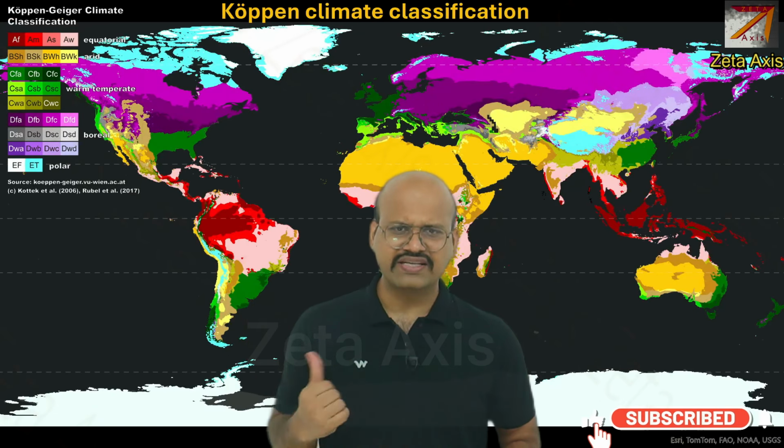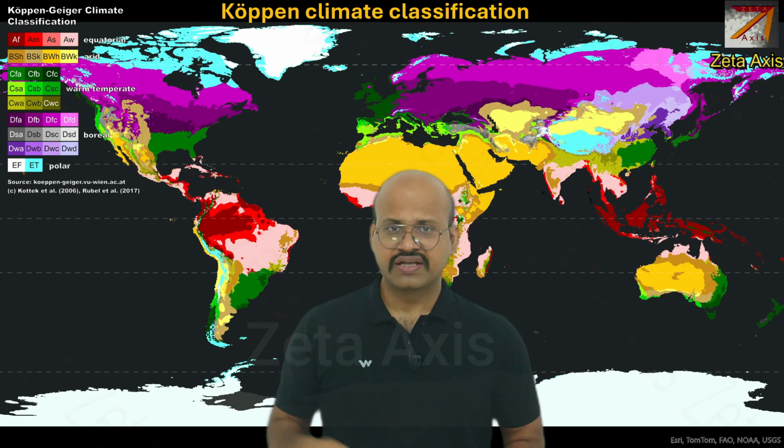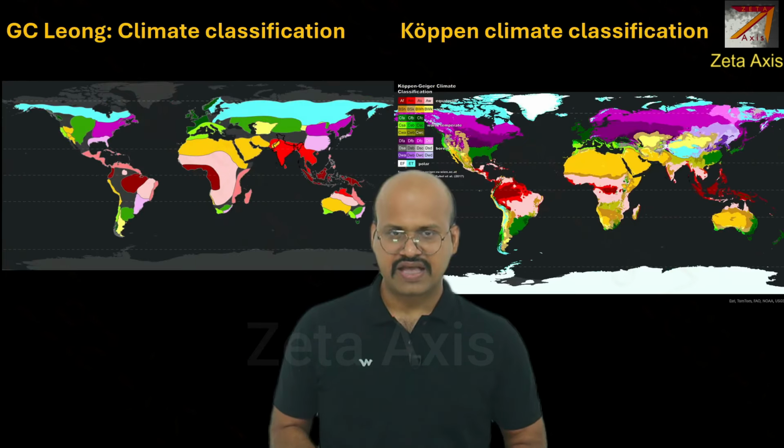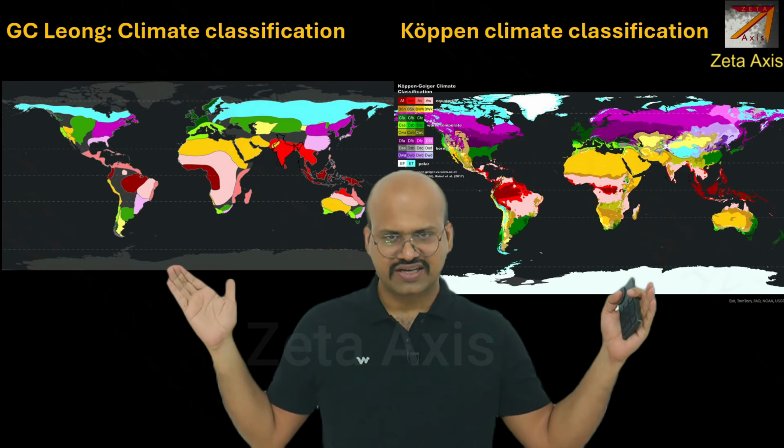So we will be comparing J.C. Leong with the Köppen climate classification system, where we can clearly see that this is slightly different from J.C. Leong. This is the currently most widely accepted climate classification system, and if we put both of these classifications side by side, then we can certainly see that there are certain variations.